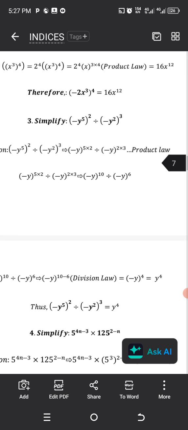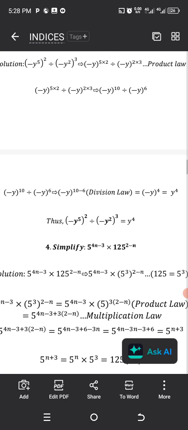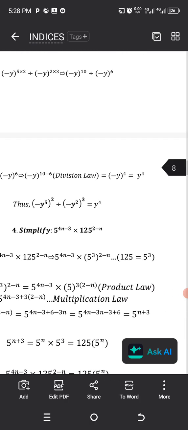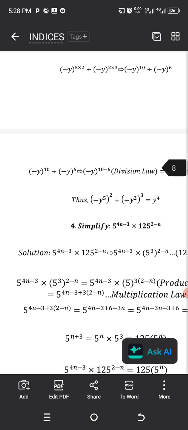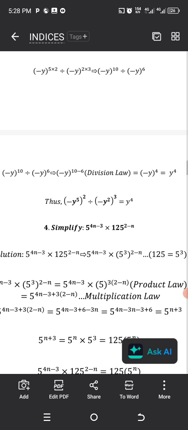So we now have open bracket minus y close bracket raised to power 10 divided by open bracket minus y close bracket raised to power 6. Because both indices are even numbers and positive, you definitely have a positive value. So that is why this expression is now, you can see that we are applying the division rule. Actually, you can solve directly from that place, because this one can be y raised to power 10, since 10 is an even number, divided by y raised to power 6.